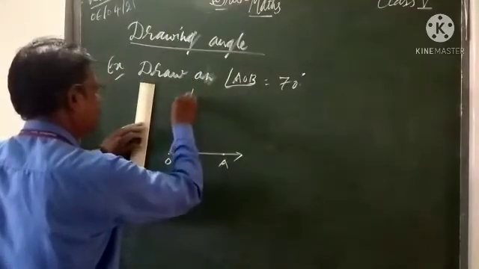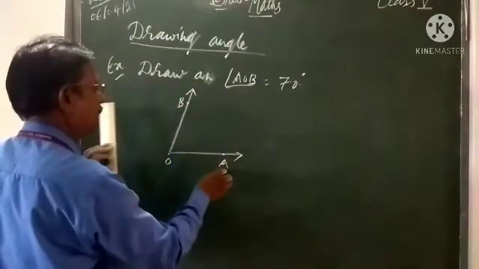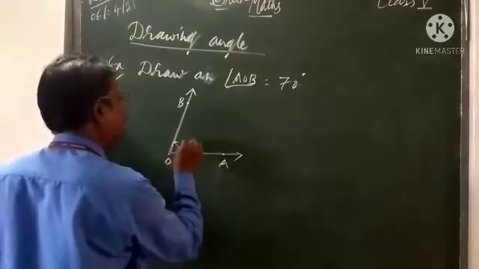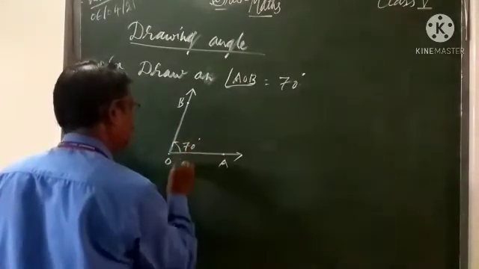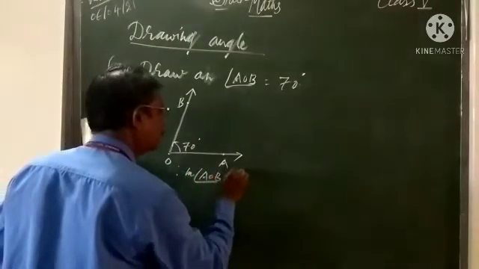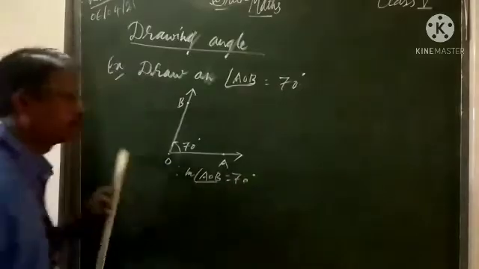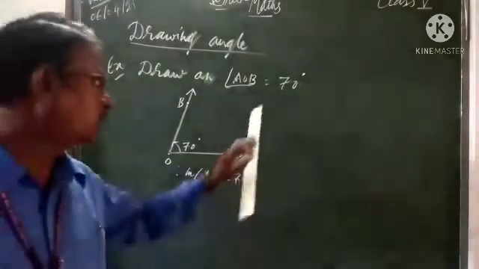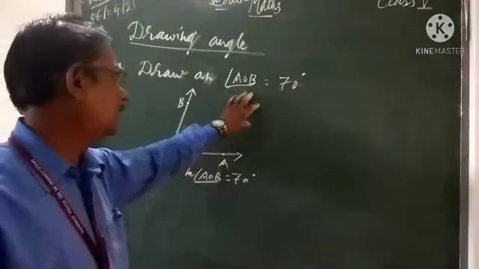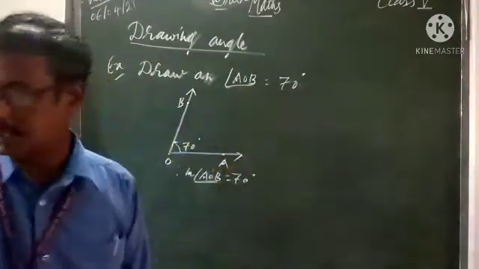Now join this point and this point using a ruler or scale. So place it right here, then B. Over. Now angle AOB equals how many degrees? How many degrees have we drawn here? 70 degrees. Therefore the measure of angle AOB equals 70 degrees. Understood? In this way we can draw. If the measure is given, we can draw the angle. Any degree up to 180 degrees we can draw angles.